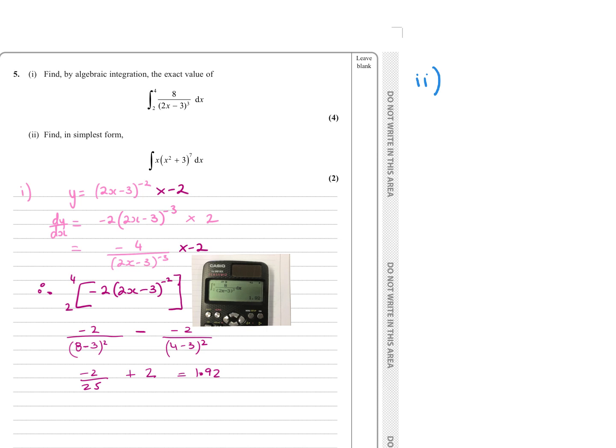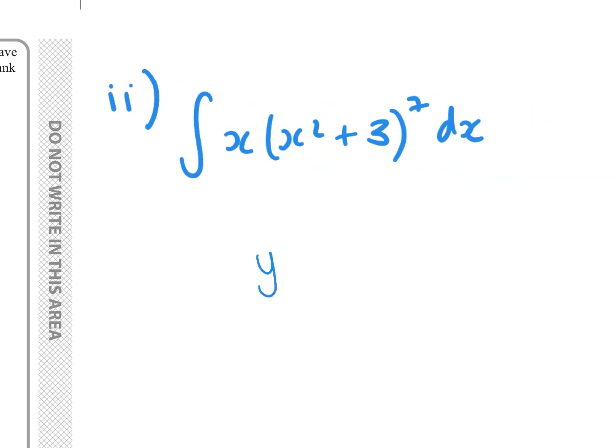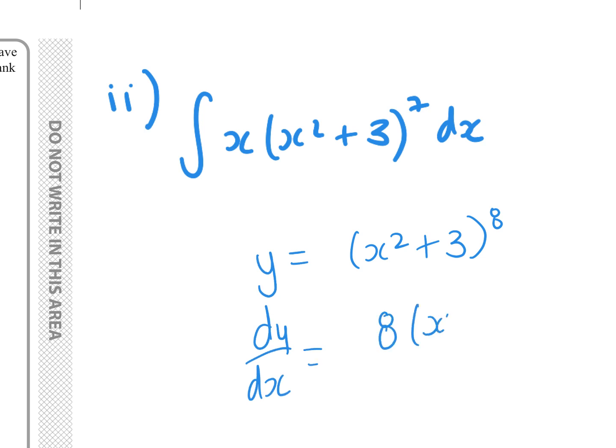Find in its simplest form the integral of x squared plus 3 to the power of 7 with respect to x. Okay, so this time what are we going to assume? x squared plus 3 to the power of 8. If we differentiate this, we're going to get 8 bracket x squared plus 3 to the power of 7 multiplied by the differential of the bracket. If we differentiate x squared plus 3, we get 2x.